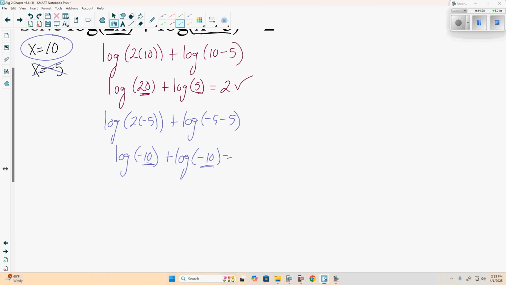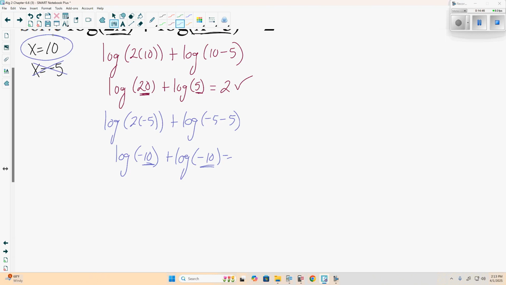Because it gave us a negative. Now that's not always going to be the negative case. So most of the ones we look at, we're going to end up throwing the negative case out. But that's not always going to be the case. It can be that the negative solution is the solution and the positive is the one we throw out.